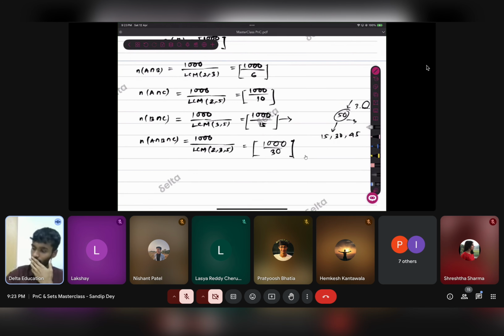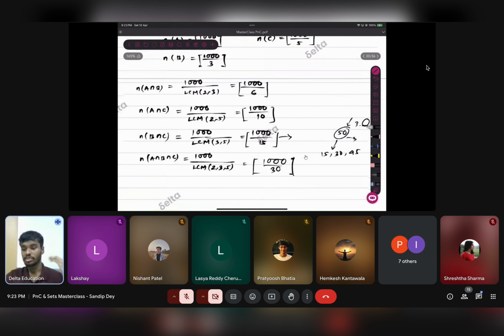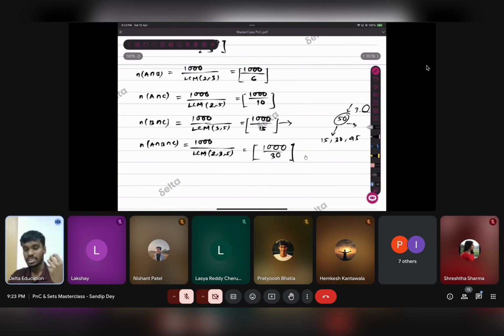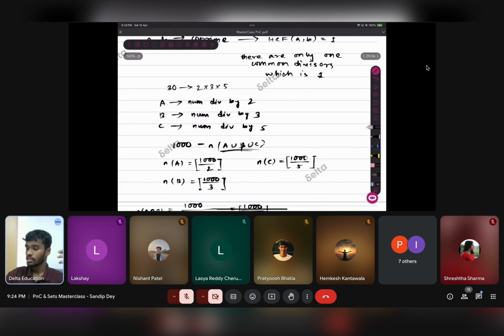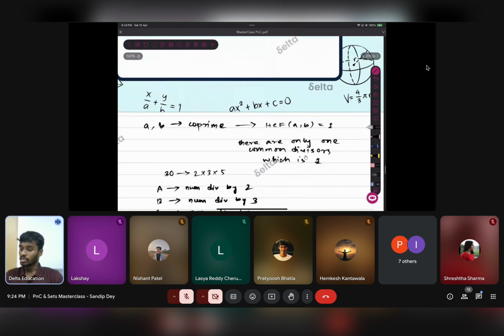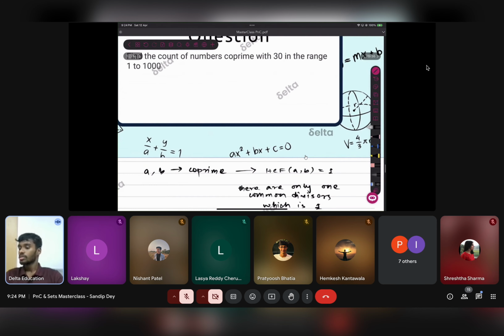Okay, so now you have all the values of n of A, n of B, n of C, n of A intersection B, n of A intersection C, n of B intersection C, n of A intersection B intersection C. You can calculate the value of this, and if you subtract this value from 1,000, you will get your answer. In this way, you can solve this question. This was a very good question where sets are applied, and number theory is also part of this question. So yeah.